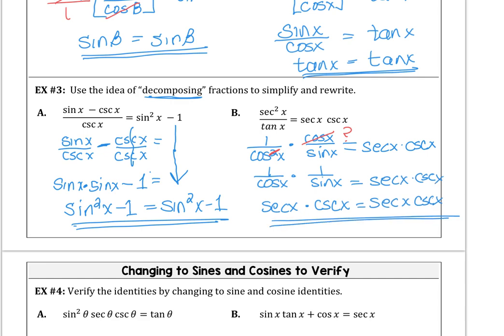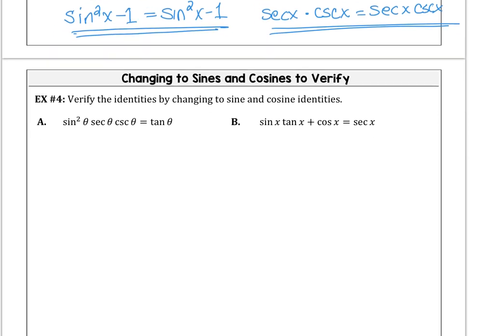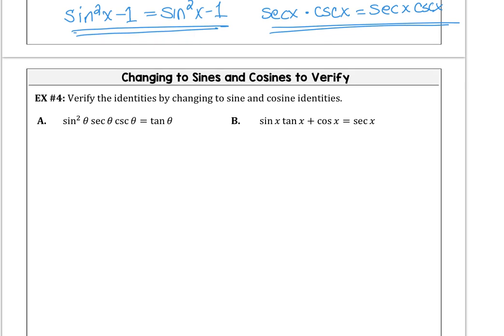In example 4, verify the identities by changing everything to sine and cosine. So sine squared, we want to look at these two terms. We want to turn those into either a sine or a cosine statement. Sine squared times secant times cosecant. We want to know if it's equal to tangent.